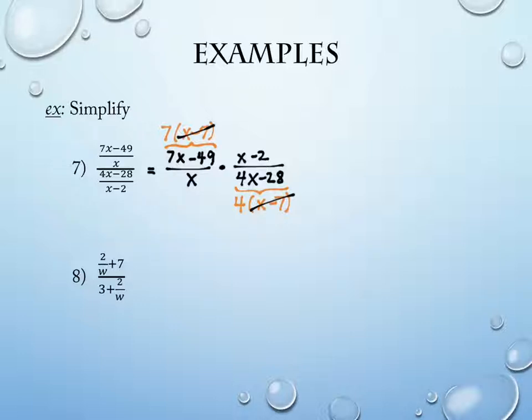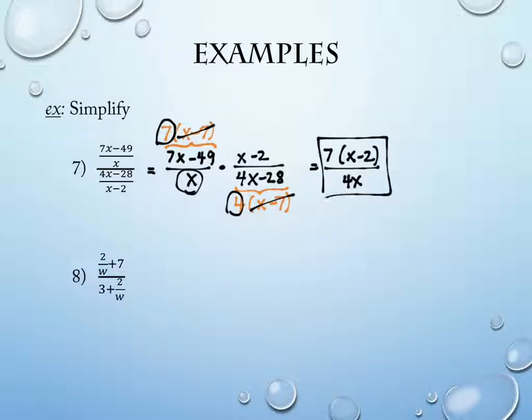Is everybody good with that? So what do I have left? Well, I have a 7 here. I have an x minus 2 on the next fraction over. I have an x here and a 4, so it's 4x. Any questions on that one? That one was more complicated than the one we did before.